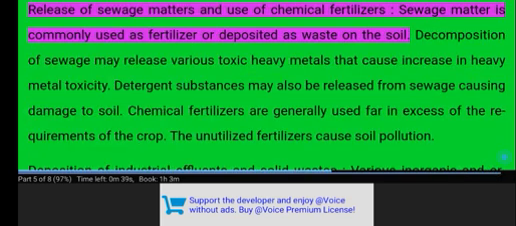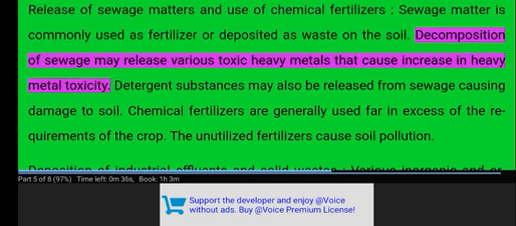Release of sewage matter and use of chemical fertilizers. Sewage matter is commonly used as fertilizer or deposited as waste on the soil. Decomposition of sewage may release various toxic heavy metals that cause an increase in heavy metal toxicity. Detergent substances may also be released from sewage, causing damage to soil. Chemical fertilizers are generally used far in excess of the requirements of the crop. The unutilized fertilizers cause soil pollution.